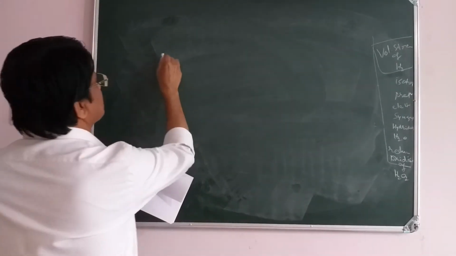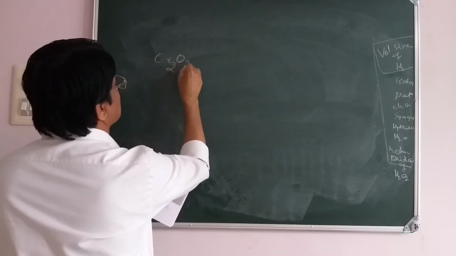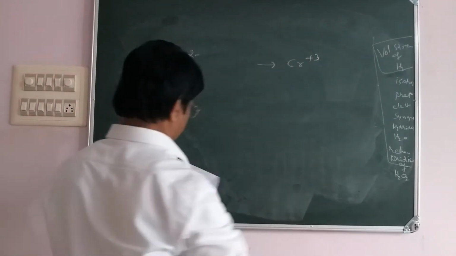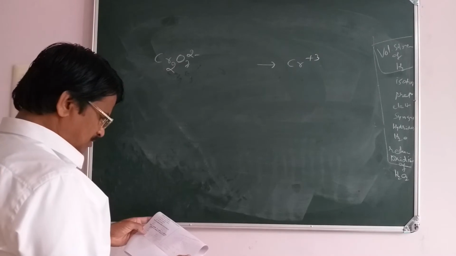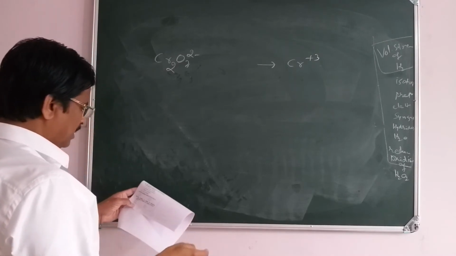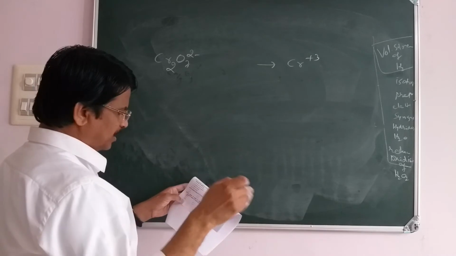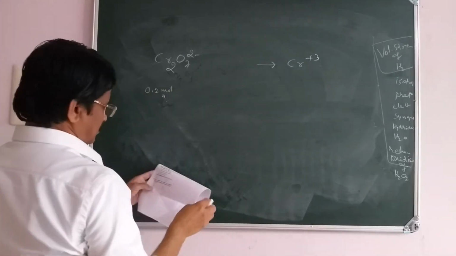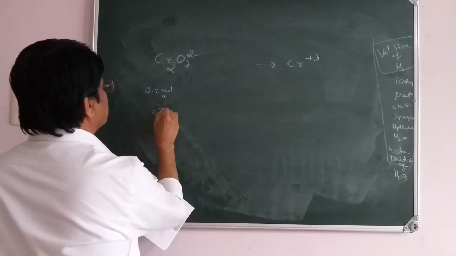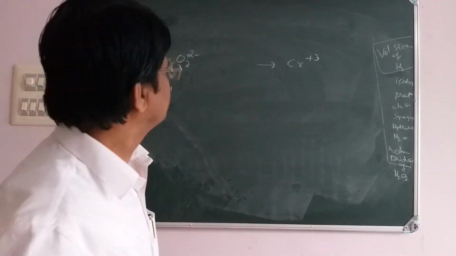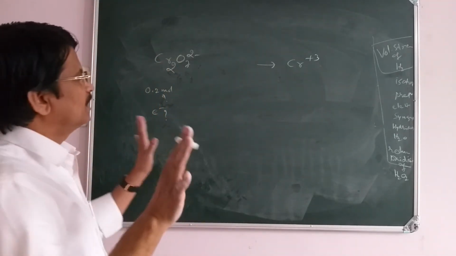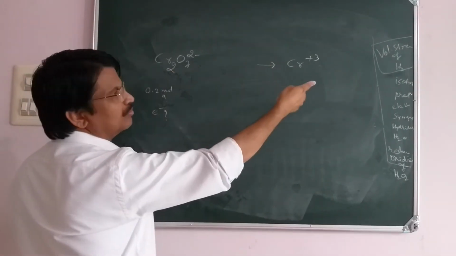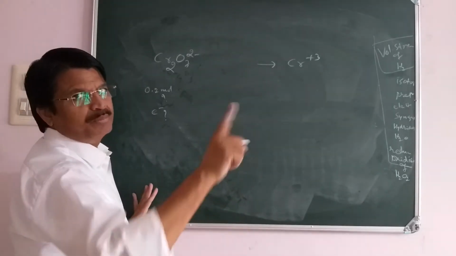to Cr3 plus. Cr2O7 2 minus into Cr 3 plus. For 0.2 mole you have to calculate. To reduce 0.2 mole of Cr2O7 2 minus, they ask the number of electrons. First, find how many moles of electrons transfer to convert dichromate ion to Cr plus 3, the chromic ion.